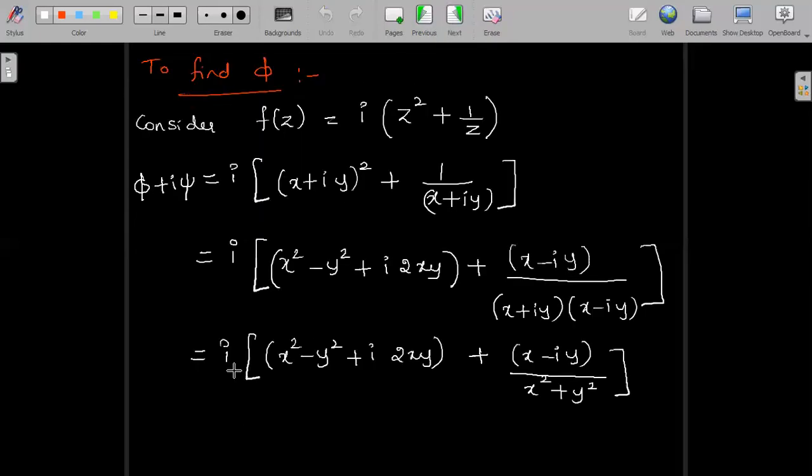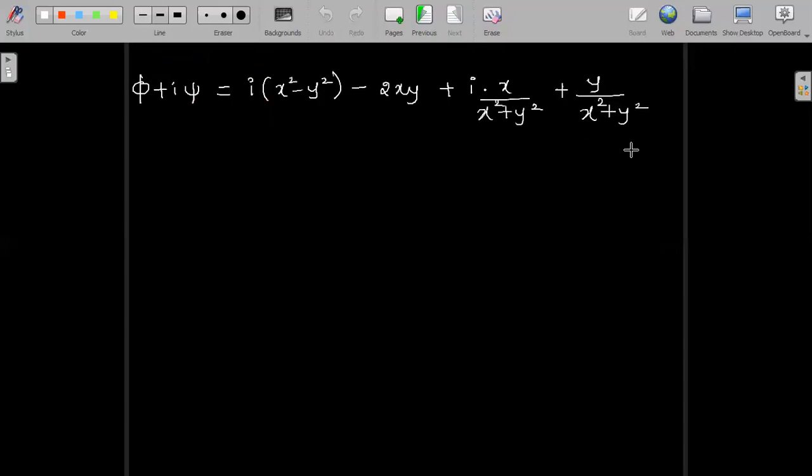And lastly, i into minus i. i into minus i is minus i square, which is plus 1. So plus y divided by x square plus y square. So that now I can group the real and imaginary terms easily, no? So this becomes 5 plus i psi is equal to real terms.